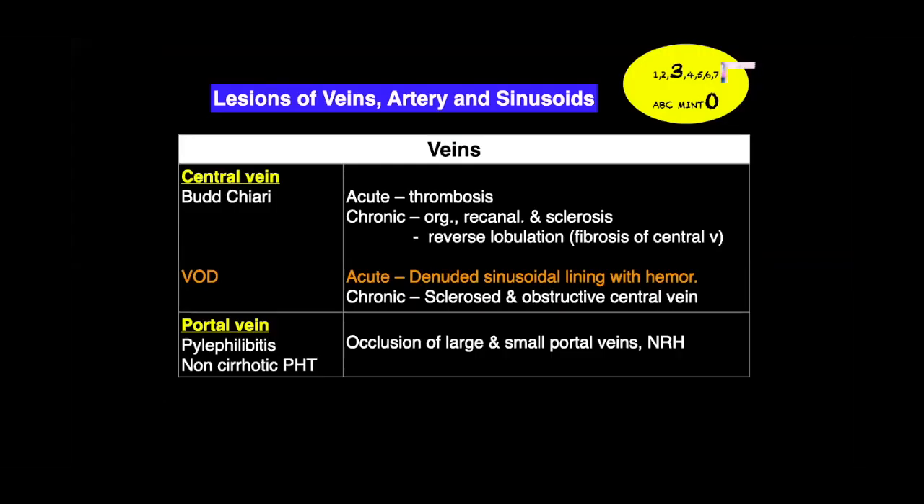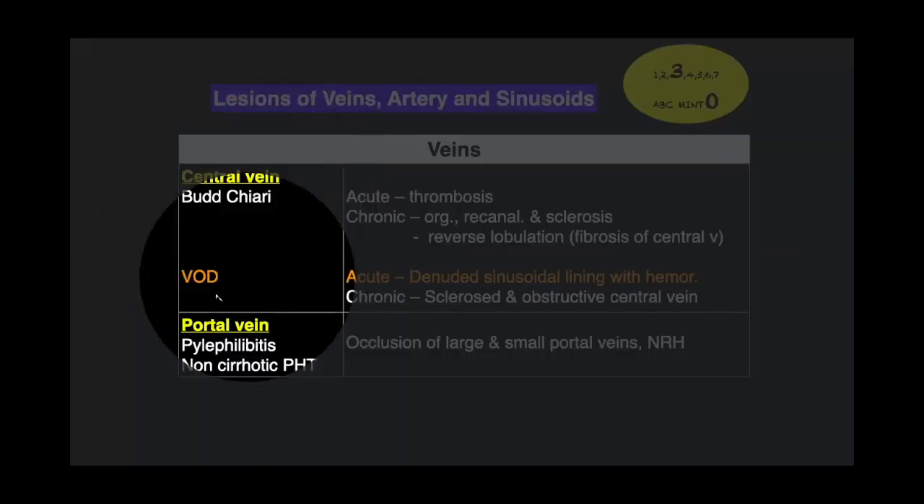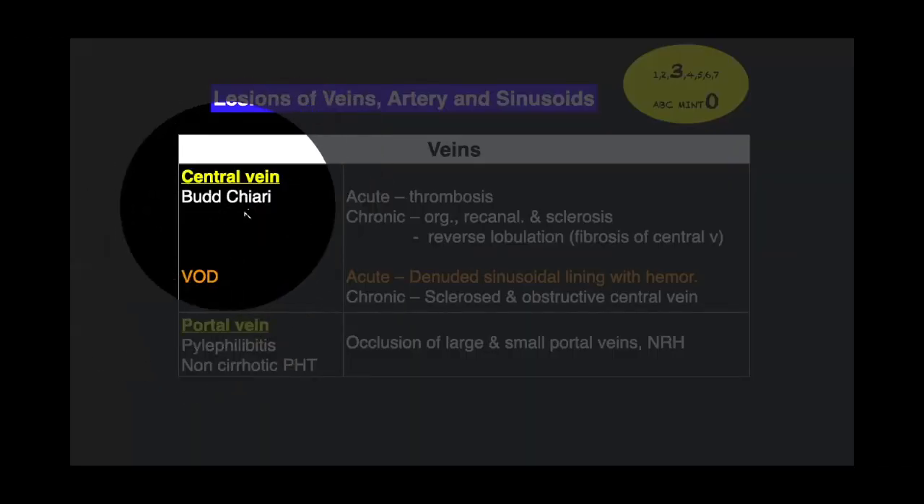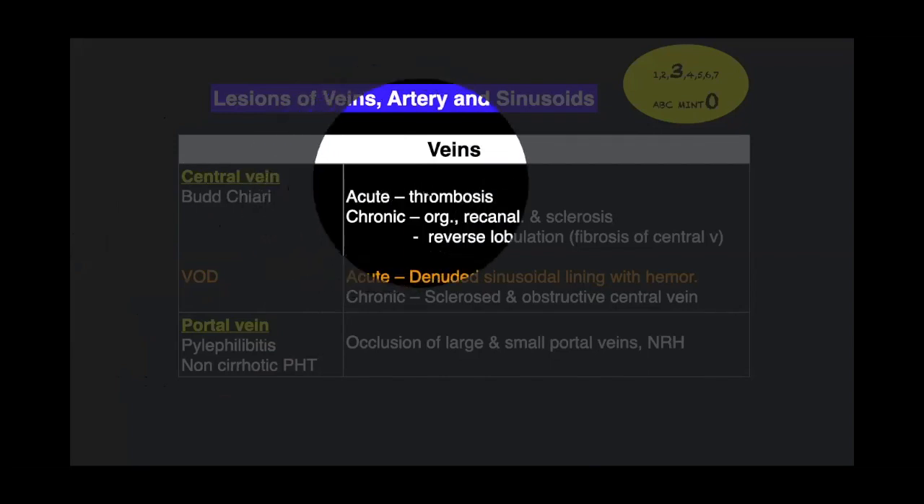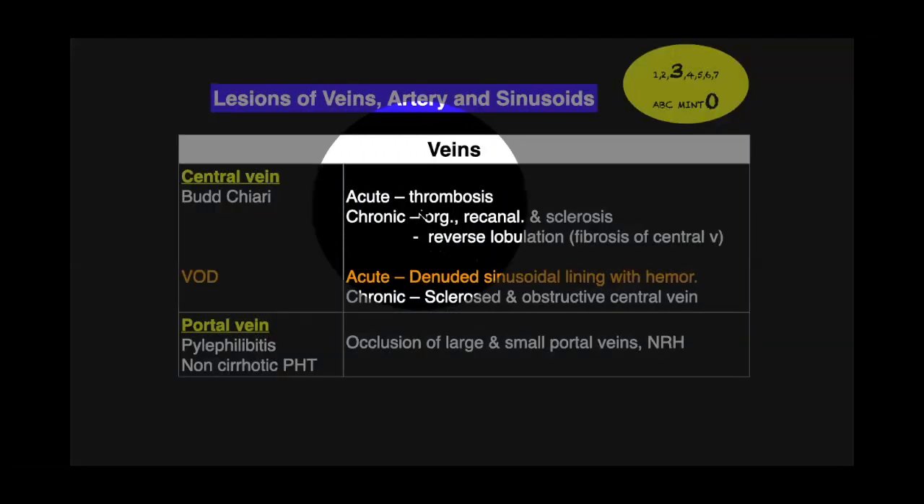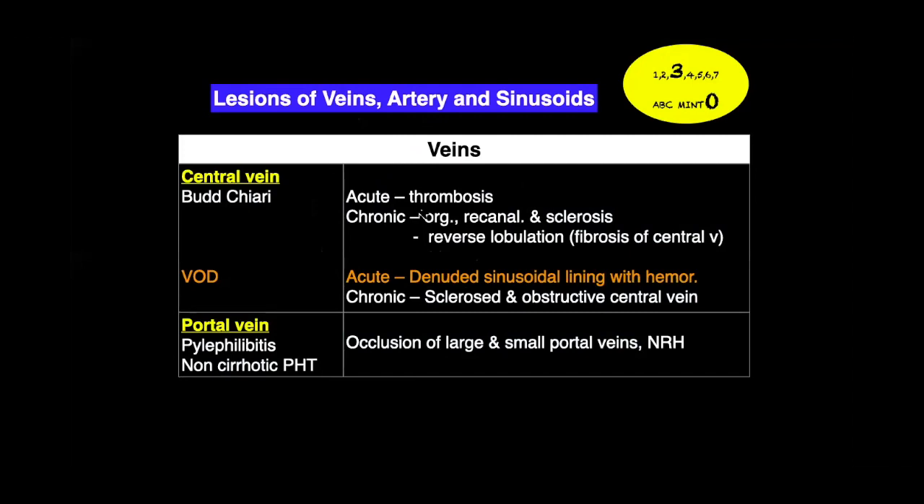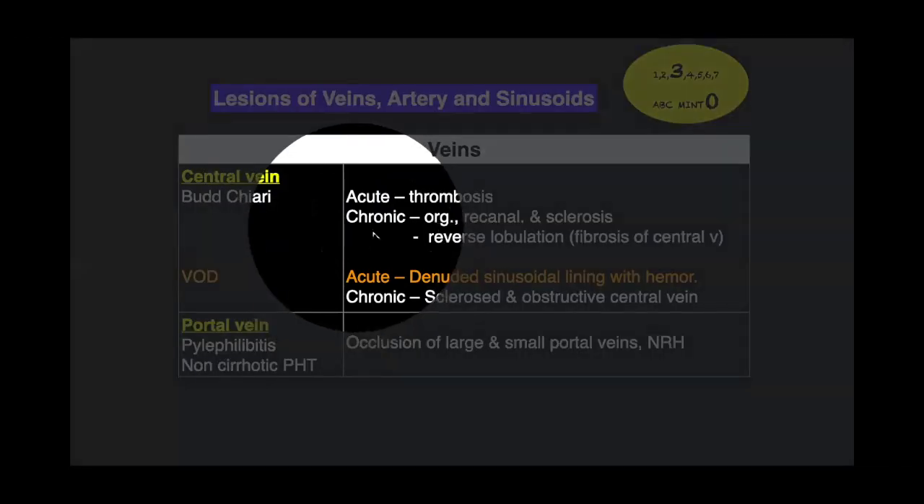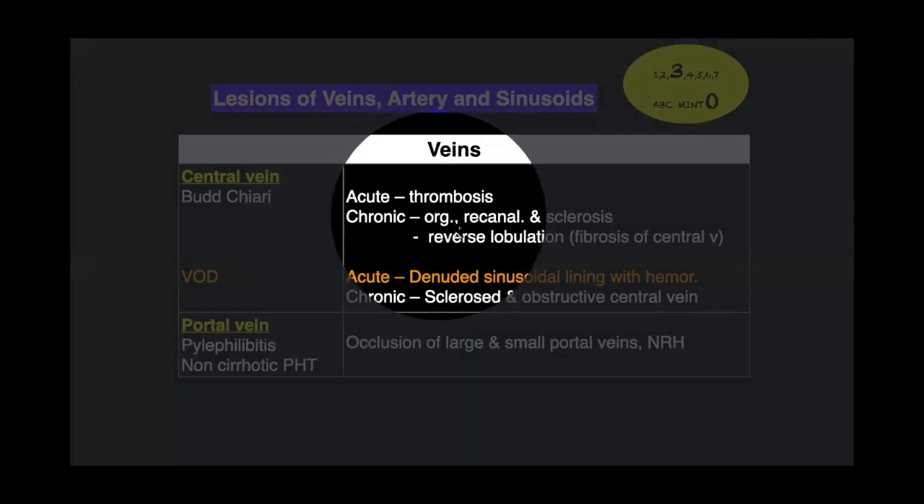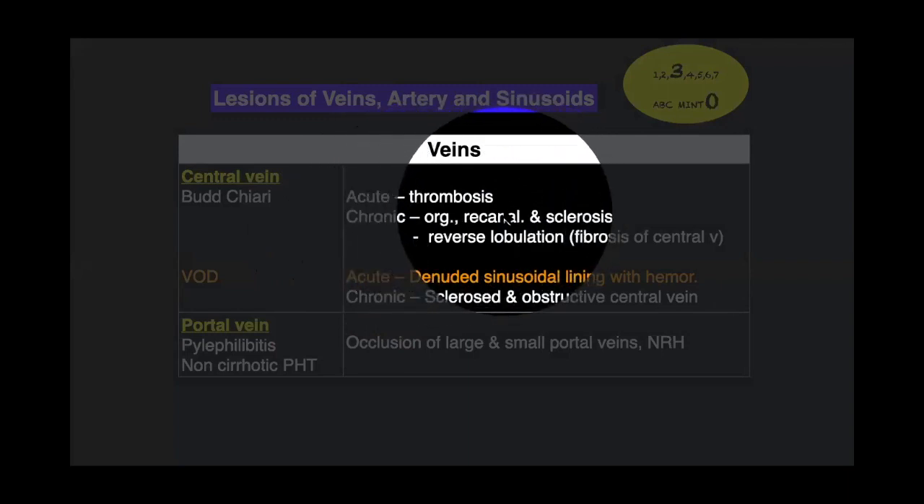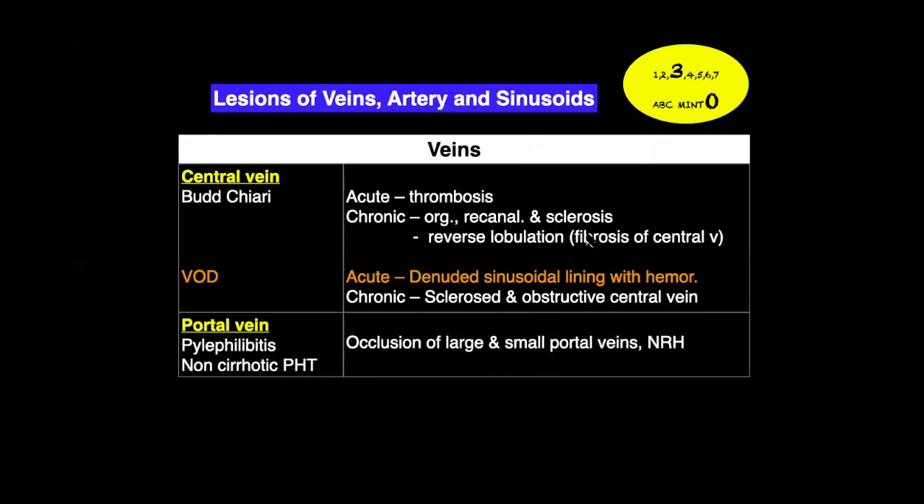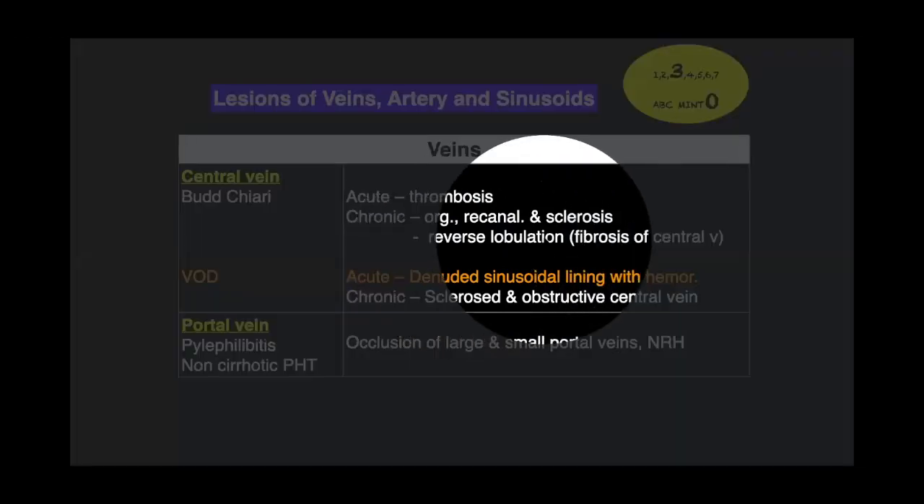Now we are moving over to lesions of the vein, artery and sinusoids. In the central vein, please remember two diseases, Budd-Chiari syndrome and veno-occlusive disease. In Budd-Chiari syndrome, acutely you see thrombosis. As I told you before, they never biopsy in acute liver conditions. Predominantly we see chronic. In chronic Budd-Chiari syndrome, we see organization of the thrombus with the recanalization and sclerosis. And this terminology you have to remember.